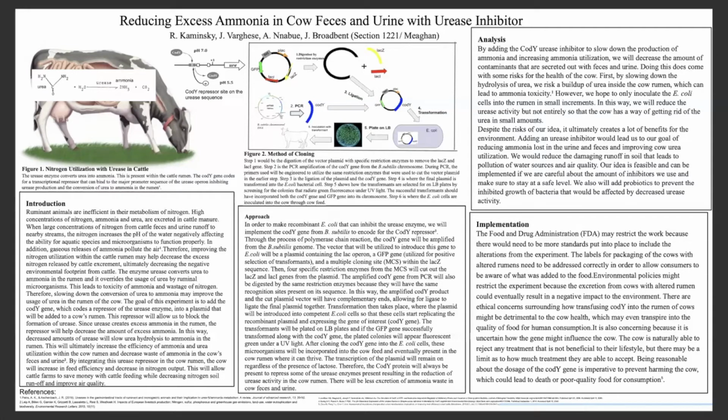Hi everybody, this is Rebecca and our group is presenting reducing excess ammonia in cow feces and urine with urease inhibitor.